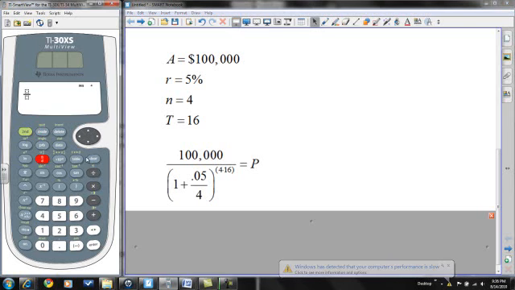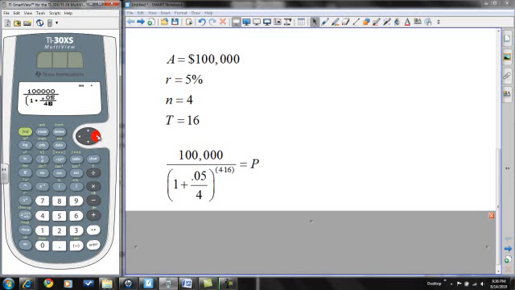I hit the N over D button to get a fraction. I enter 100,000. I toggle down or arrow down to get to the denominator. Parenthesis 1 plus, I put the N over D key again to get a fraction, 0.05, arrow down to get to the denominator, 4.